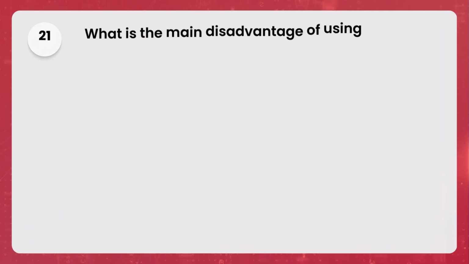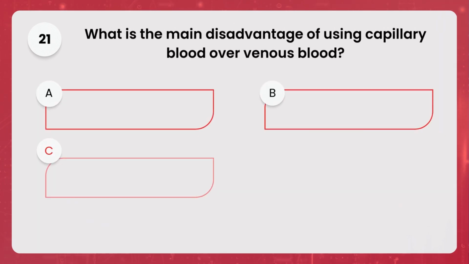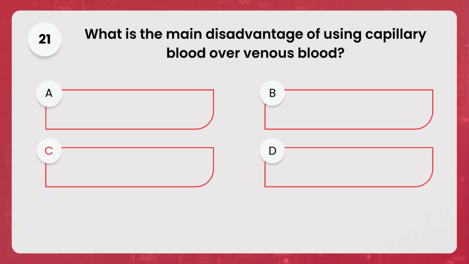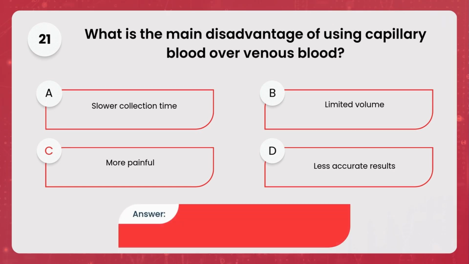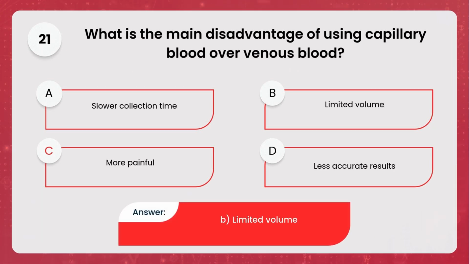Number 21. What is the main disadvantage of using capillary blood over venous blood? A, slower collection time, B, limited volume, C, more painful, or D, less accurate results? The answer is B, limited volume.